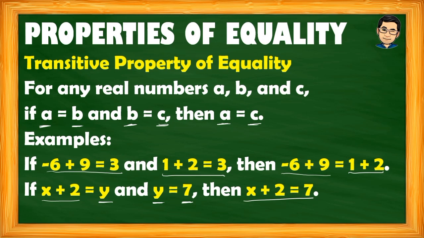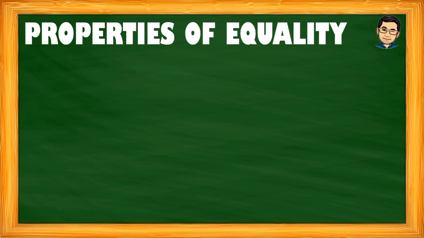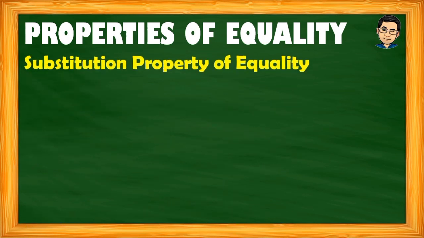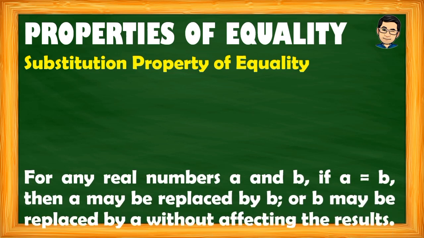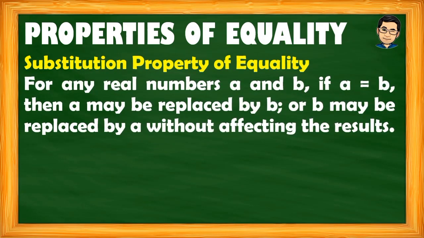So after the transitive property, we have the substitution property of equality. For any real numbers a and b, if a is equal to b, then a may be replaced by b or b may be replaced by a without affecting the results. So meron tayong dalawang real numbers dito. Kung yung si a, sinubstitute natin in place of b, o kaya naman si b, sinubstitute natin in place of a, wala pong magbabago sa sagot.